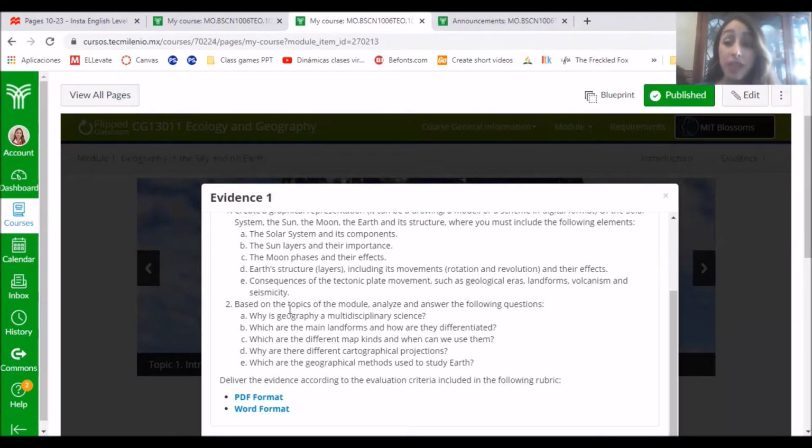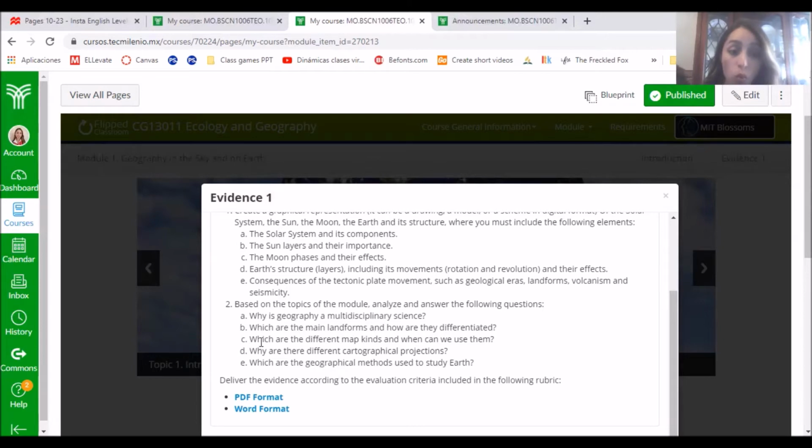The second part of the evidence is you're gonna just answer these questions. Why is geography a multidisciplinary science? Which are the main landforms and how are they differentiated? You are gonna find all of these answers on Canvas, okay? It's not necessary for you to search or research on Google or the internet for extra information since you already have all of what you're gonna need here on Canvas, okay? In the explanation of each topic.